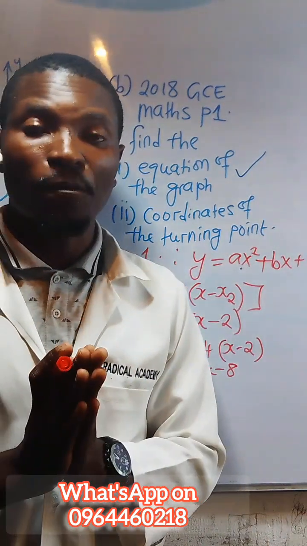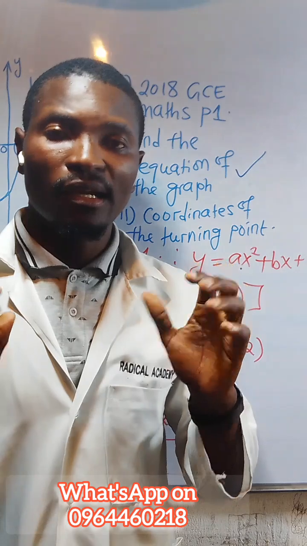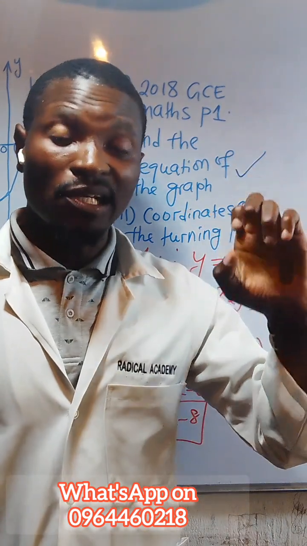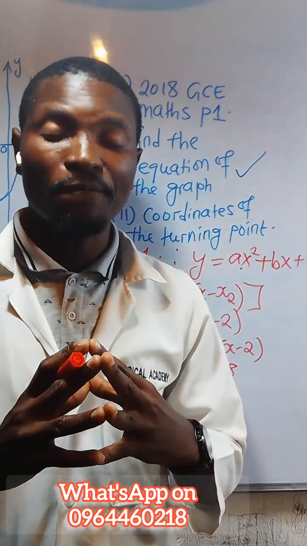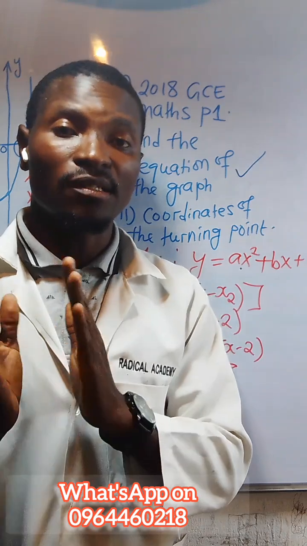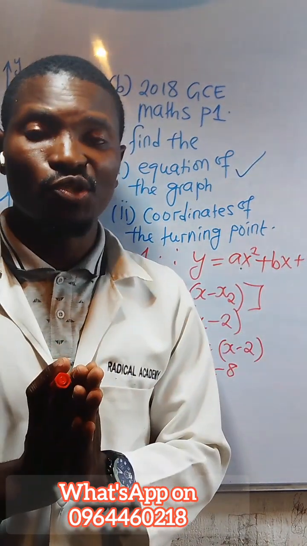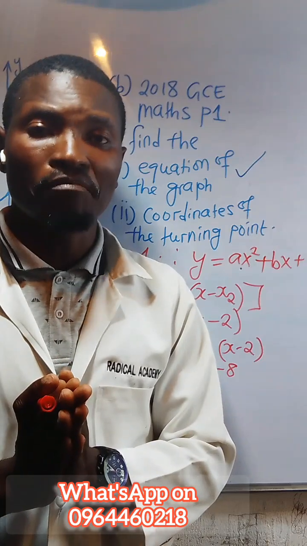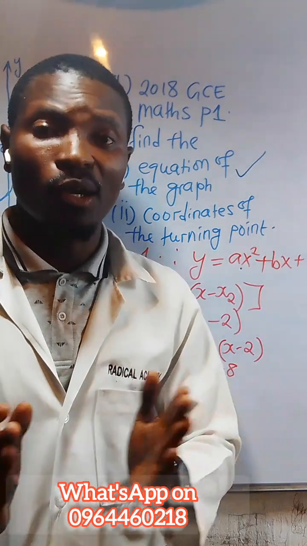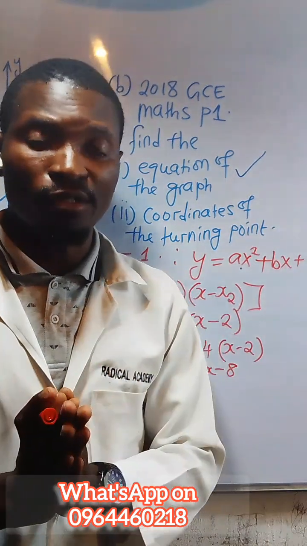You have to understand that in the quadratic equation, the highest power of x is power 2, and this tells you that you are dealing with a quadratic equation. So now let us move on to the second part of this question, which is finding the coordinates of the turning point.